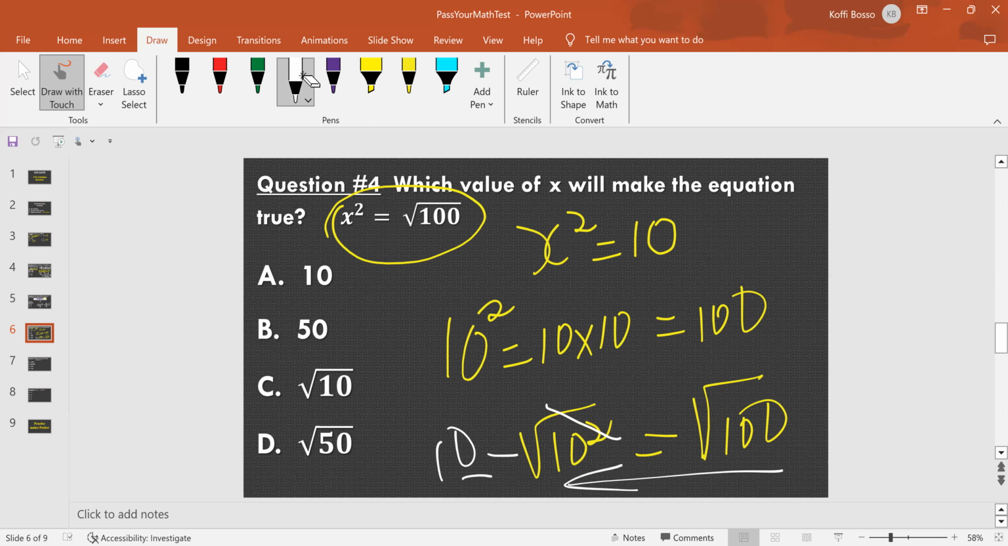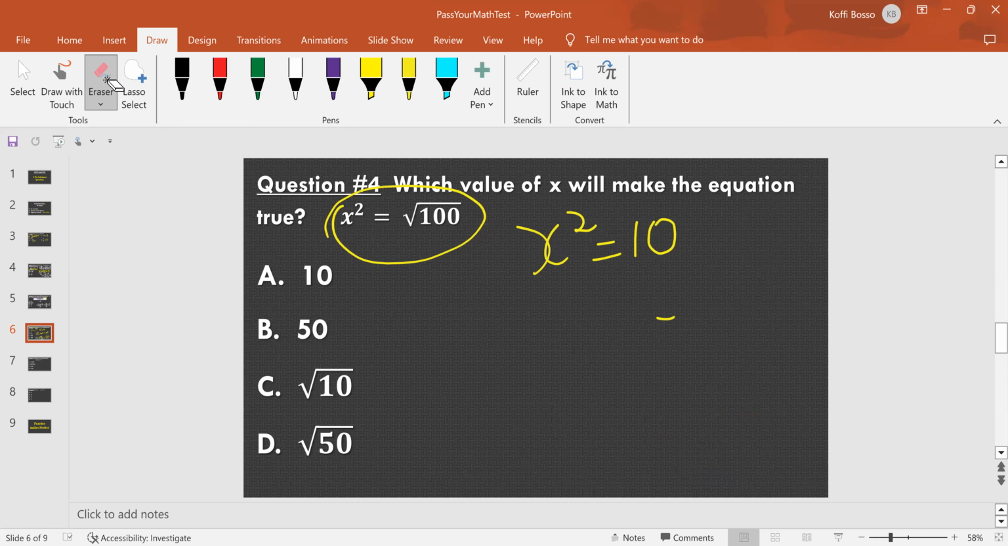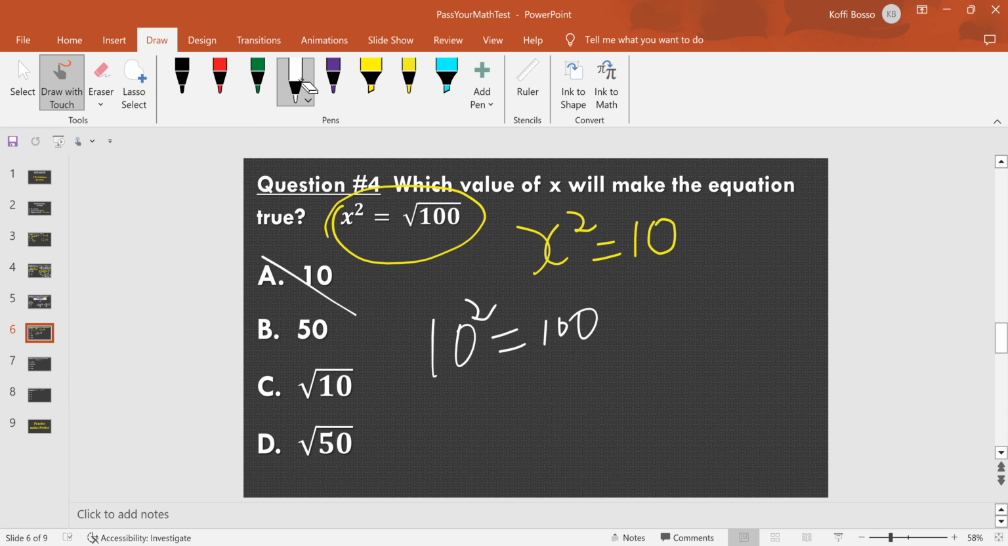Here, I write backward, but just to explain the concept. So I have x squared is equal to 10. Now from the 4 answers, which value can be x raised to the second power to give you 10? The answer is not A, because if you take A, which is 10, and raise it to the second power, you get 100. What about B? The answer is not B, because if you take 50 and raise it to the second power, which is 50 times 50, you get 2,500. So it's not the case.